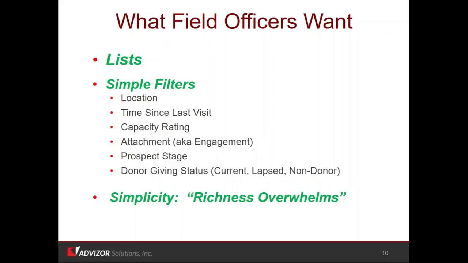It was about this. These field officers want lists. I mean, they're trying to plan the next trip. They need very simple filters: where the prospects live, how long since they've last been visited, how much are they worth, how attached or engaged are they, what stage are they in, and maybe donor giving status. Are they current in the annual fund, are they lapsed, or are they a non-donor? And we would say simplicity is key. Richness can overwhelm. And I don't think I can state this more clearly.